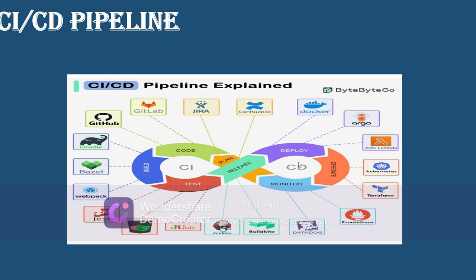In the earlier diagram, for CD there was Ops. Ops means the operation team. Now it is CD, which indicates that continuous deployment or delivery will be done by the operation team. Who will do the continuous integration? The development team will do the continuous integration. Continuous deployment will be done by the operation team.